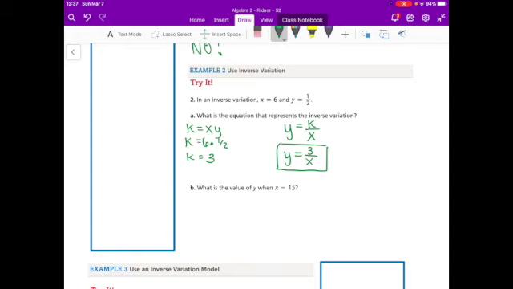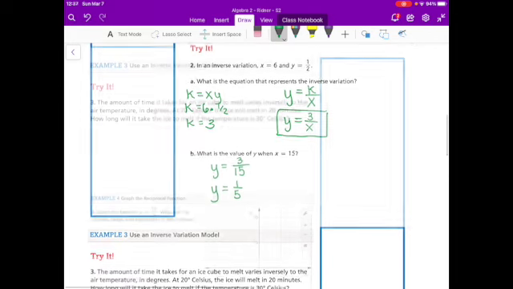So I would plug in 15 for x. Well, 3/15 reduced is 1/5. So my answer is 1/5. If fractions are not your friends, type that into Desmos. 3 divided by 15. Hit your little fraction button, and that'll give you 1/5.